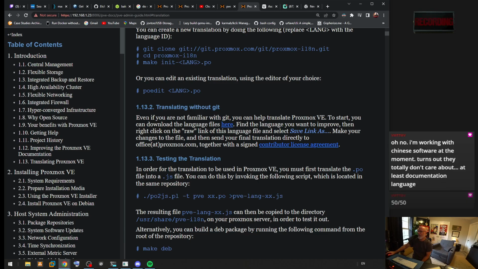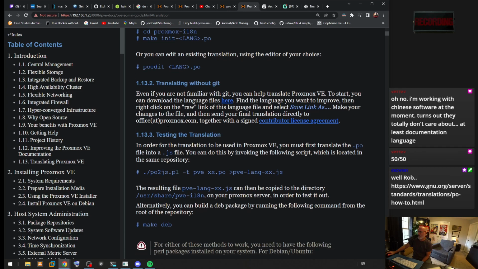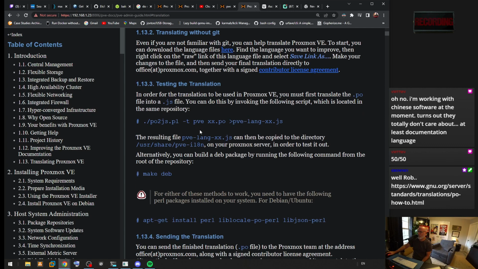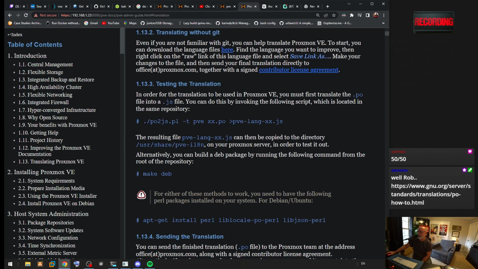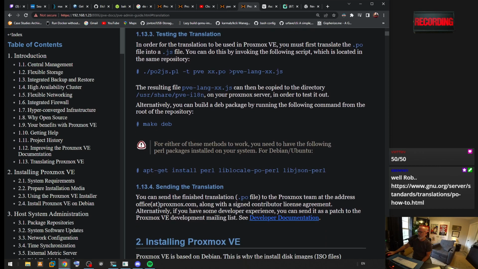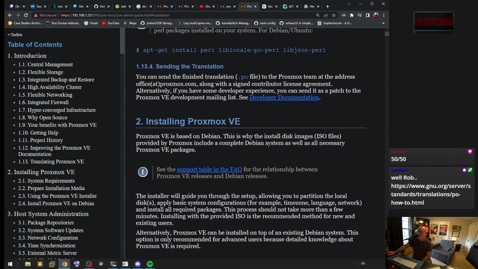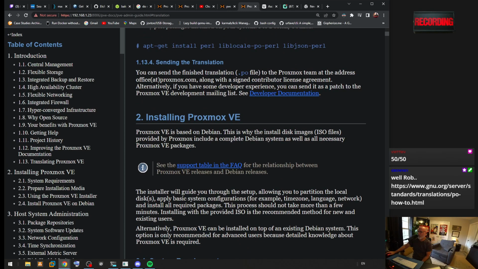Even if you're not familiar with Git, you can help translate Proxmox VE. I'm skipping this part, the section on testing the translation. You can turn the PO into a JS file, and the resulting file becomes JavaScript. Alternately, make deb. Then there's sending the translation: you can send the finished translation PO file to the Proxmox team at the following address. So they're on the translating thing. They've got a full section just about that.